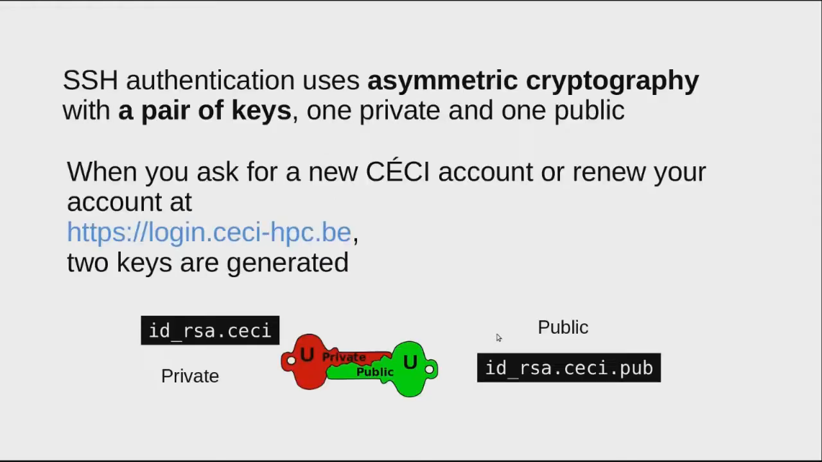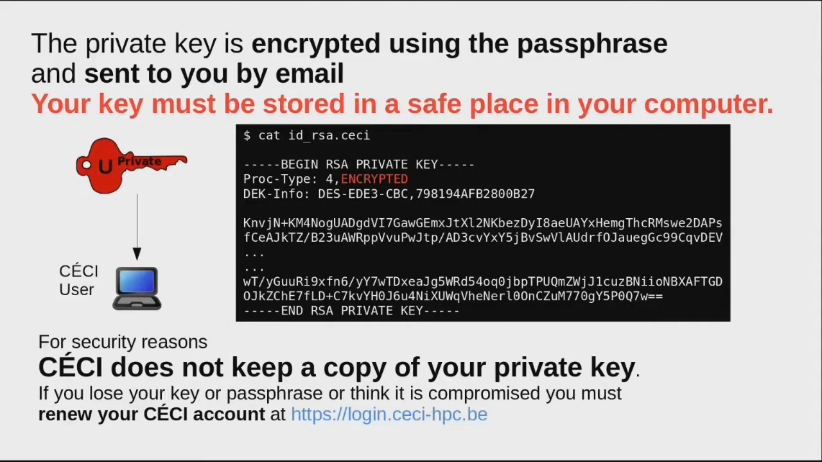Let's see now the procedure that is followed to create an account and to connect to the cluster frontends. As presented in the introduction, the SSH protocol uses public key cryptography to authenticate users and hosts. When you ask for a new CECI account or renew your account, 2 keys are generated, a private and a public one. The private key is encrypted using a passphrase and sent to you by email.